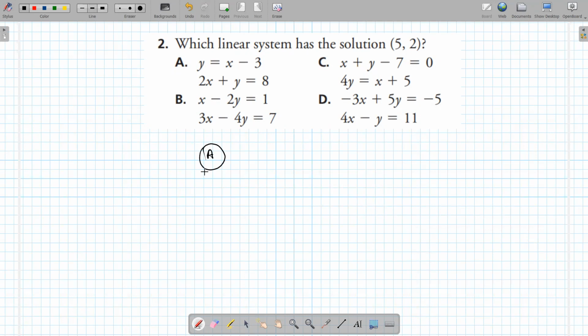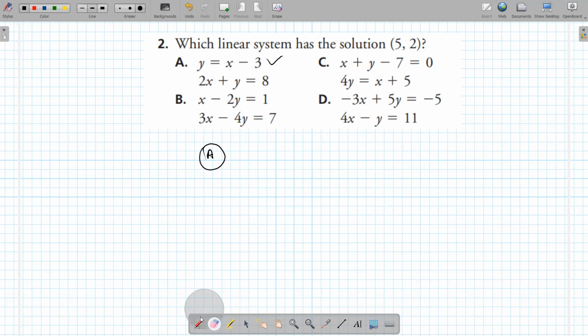what am I gonna do? I'm just gonna plug it in. So the X value is 5. The Y value is 2. So 2 minus 3. This checks out for the top equation.